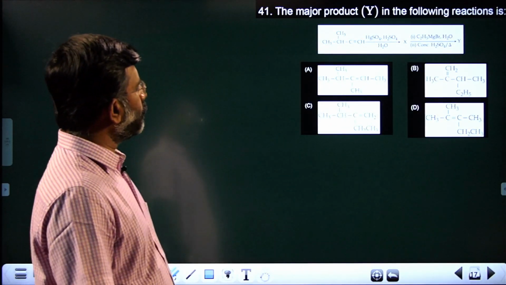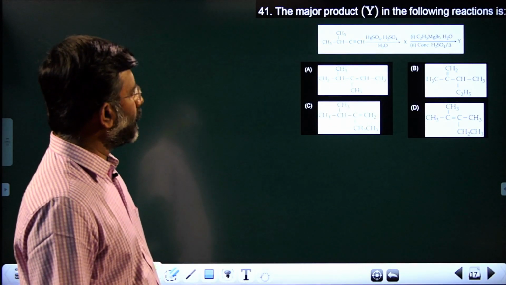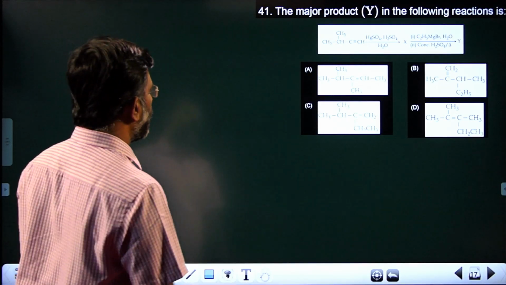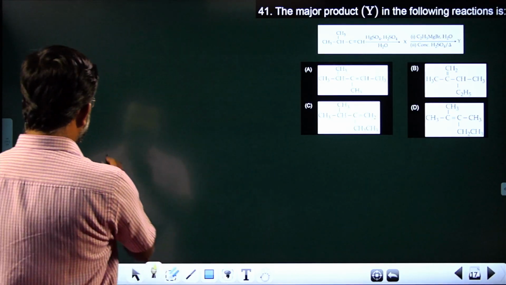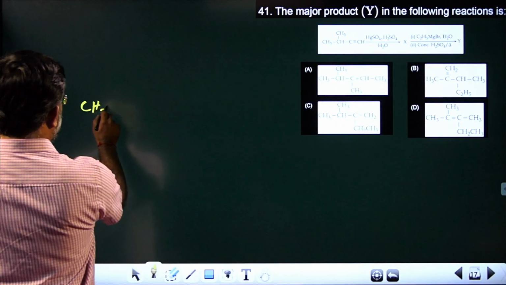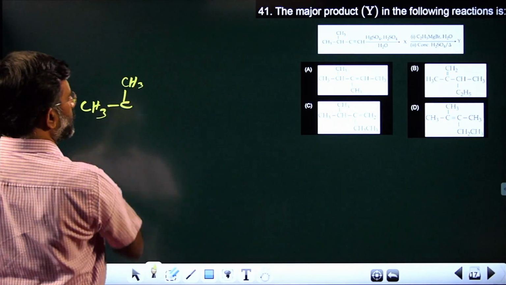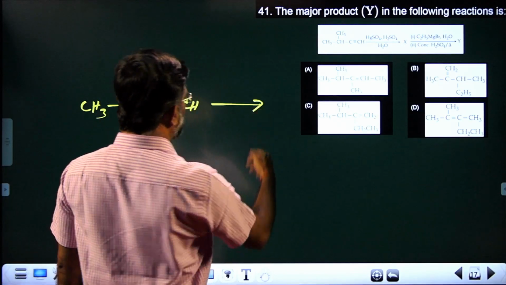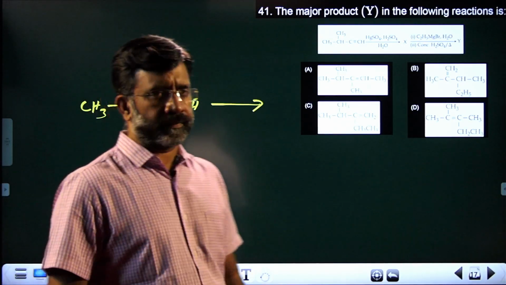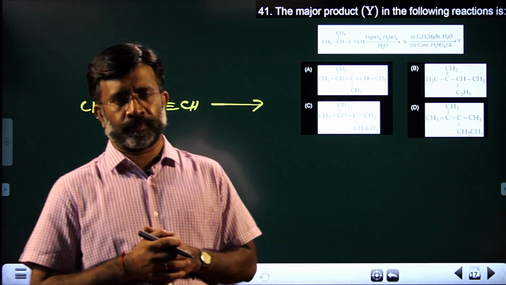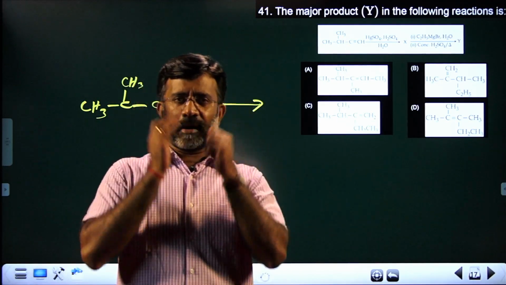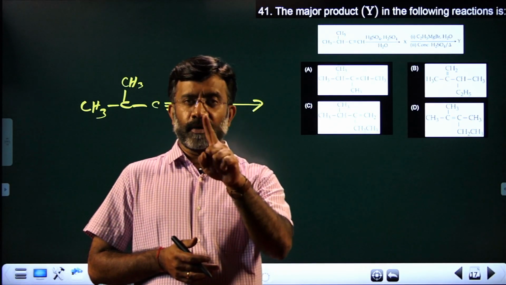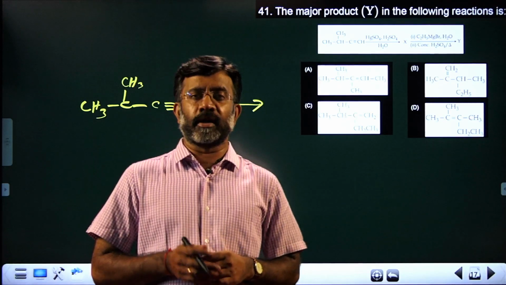The major product Y in the following reaction is. We start with an alkyne, CH3, CH2, C triple bond CH. This is treated with sulfuric acid and mercuric sulfate. You know, it is a hydration process. As far as hydration of higher alkynes is concerned, you have learnt that you are going to get a ketone. Ethyne will give you ethanal, while higher alkynes will give you ketones.